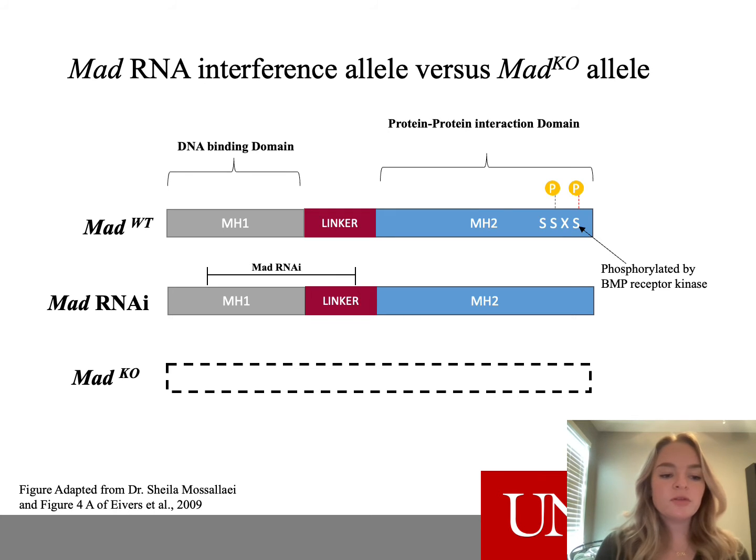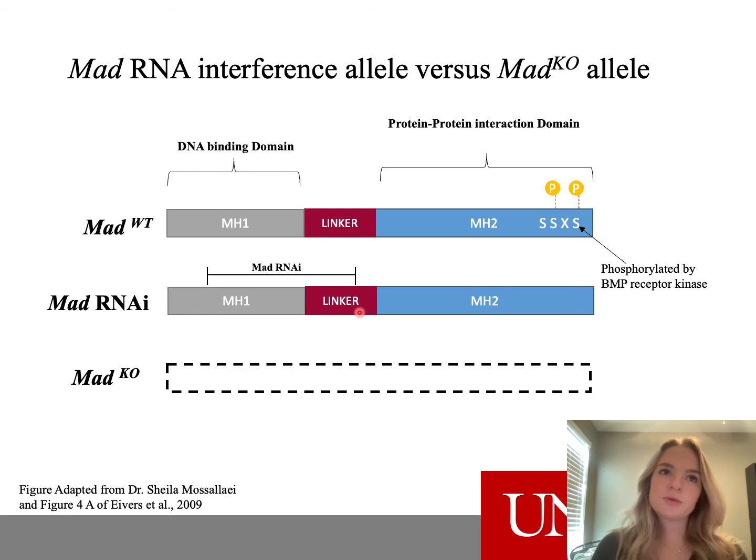So the wild-type allele of MAD has a DNA binding domain and a protein-protein interaction domain, and these two domains are joined together by a linker protein. Now, what Evers used to eliminate MAD is what is known as RNA interference, and this is going to cut a portion of the MAD gene to eliminate the MAD protein from functioning in a signaling pathway.